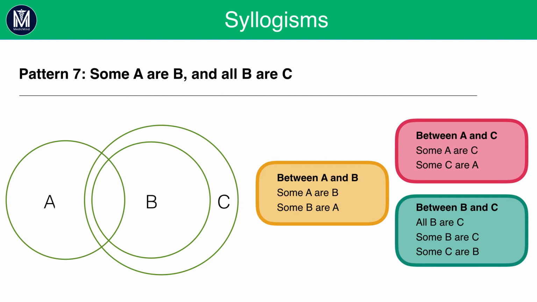We know that all B are C. If all B are C, we know that all B will be C, some B are C, and some C are B. Between A and C, right here, there is overlap between A and C because we know that some A will be C and some C will be A.